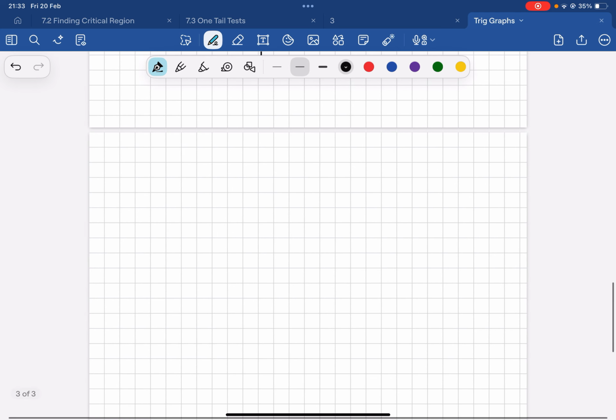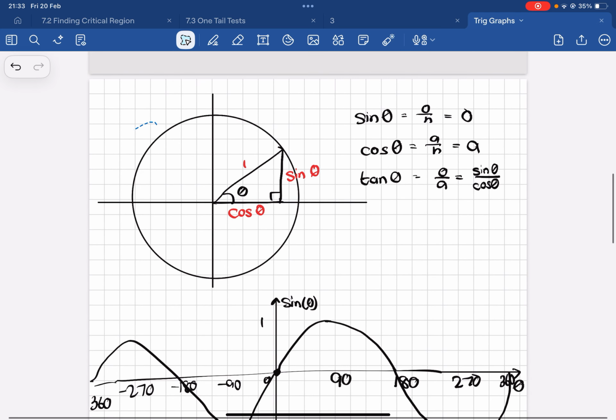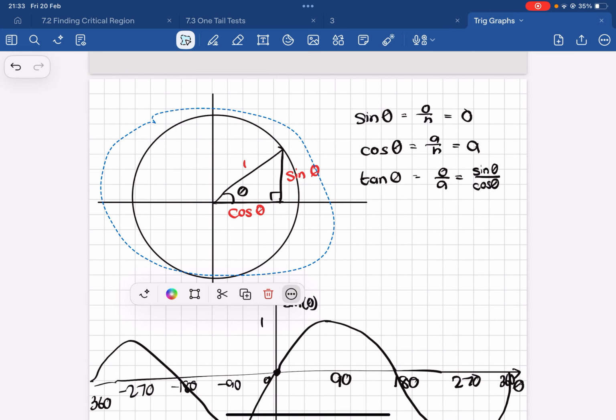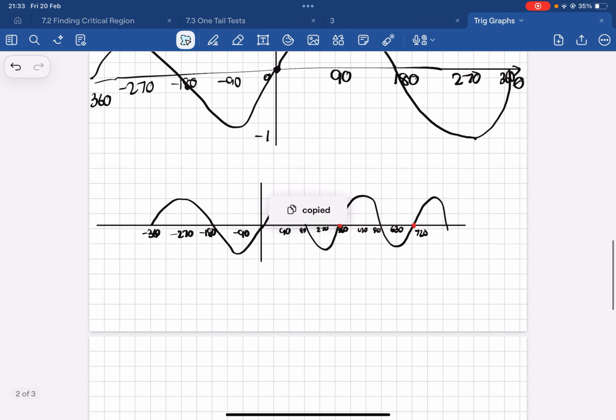Now we can again expect something similar for cos, so let's just copy this unit circle down.